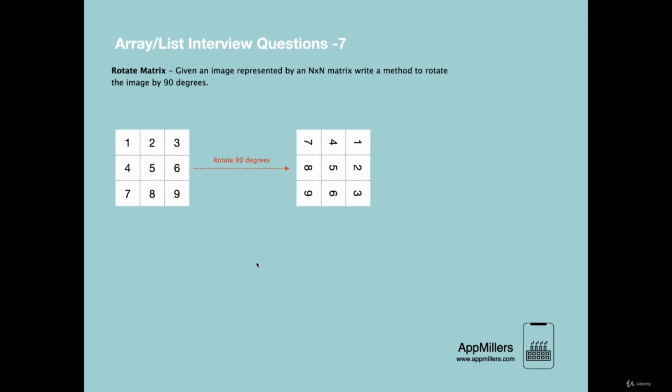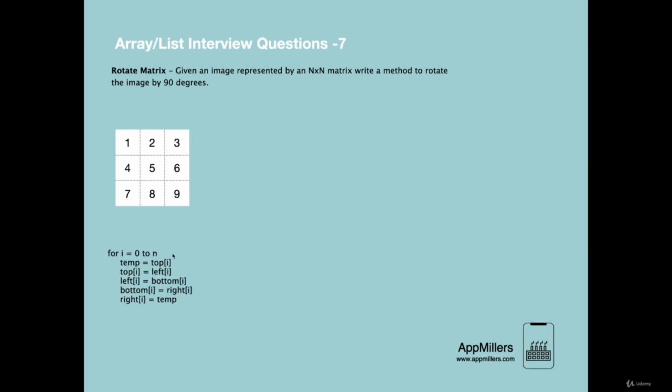Let's see the steps visually that we are going to perform over here, then we will continue to code it. The simplest form of this algorithm to rotate this matrix over here 90 degrees will be like this. So here, first we will create a temp variable to store the top edge of this matrix over here.